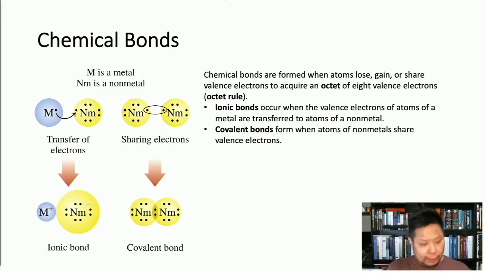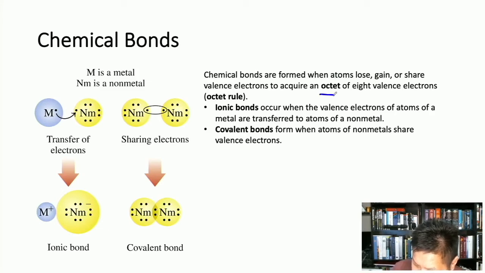Covalent bonds are usually between nonmetals, and it's a sharing of electrons, is what you need to remember about that. Whereas ionic bonds are a transfer of electrons. All this is predicated on the octet rule, which I was talking about in the last lecture. The octet is 8 valence electrons in the outer shell.